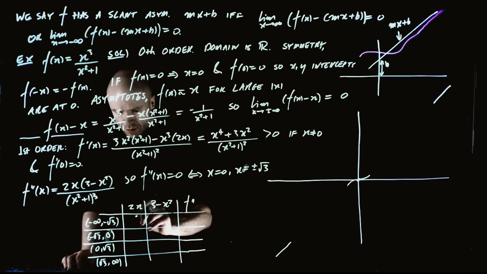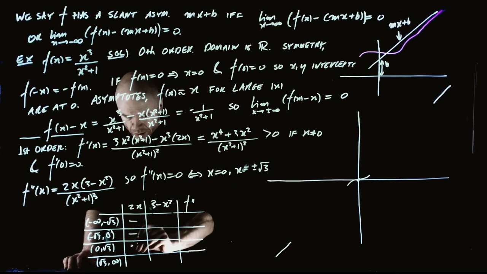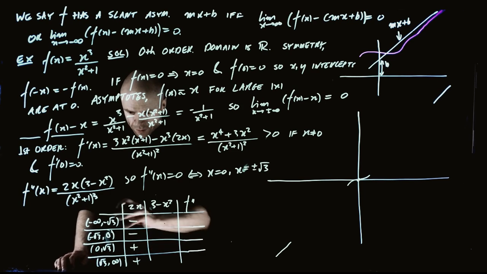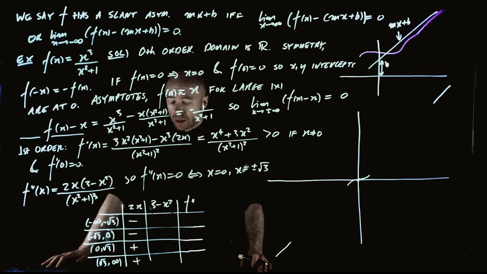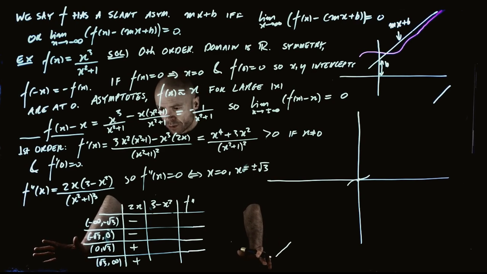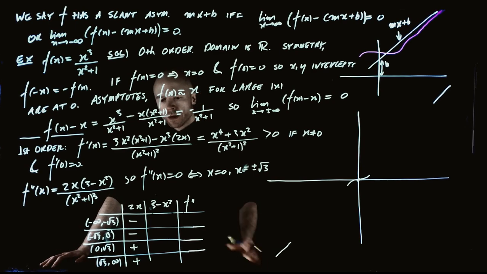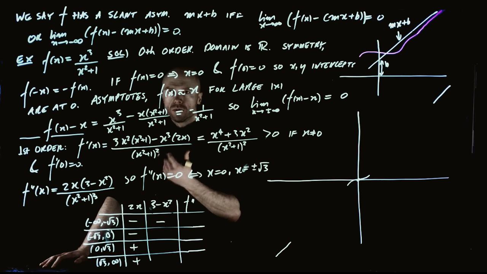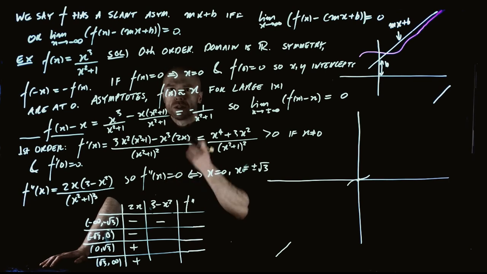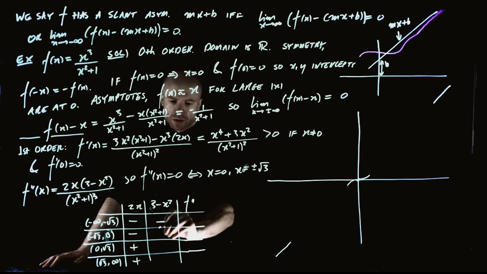Cool, so let's fill out the box. So here it's negative, here it's negative, here it's positive, here it's positive. That's easy. Here, if we have a number which is less than minus root 3 and we square it, then it's a number bigger than 3, right? And then we have 3 minus a number bigger than 3, it's going to be negative. Here we have a number which is strictly between minus root 3 and 0, and we square it, we get a number which is strictly smaller than 3. So we have 3 minus a number strictly smaller than 3, positive. Same argument here is also positive.